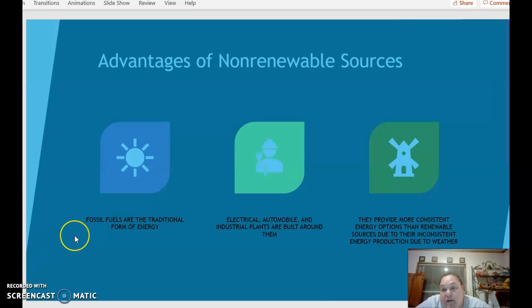The advantages of non-renewable sources. Fossil fuels are the traditional form of energy that we use. So all of our auto plants and electrical plants and industrial plants are all built around them. They provide more consistent energy than renewable resources because they don't depend on wind or rain or weather or sun to provide energy for us. They're consistent.